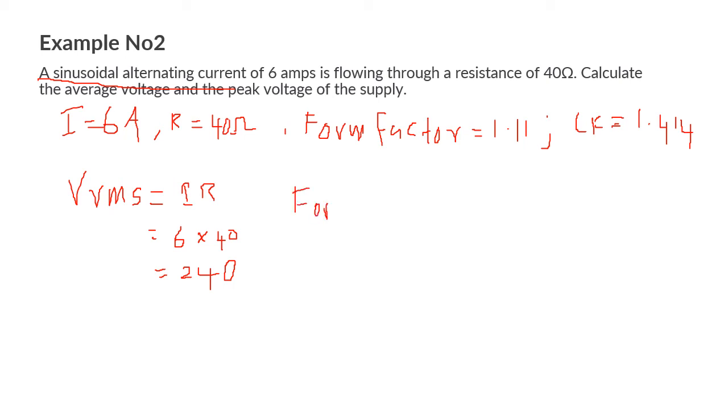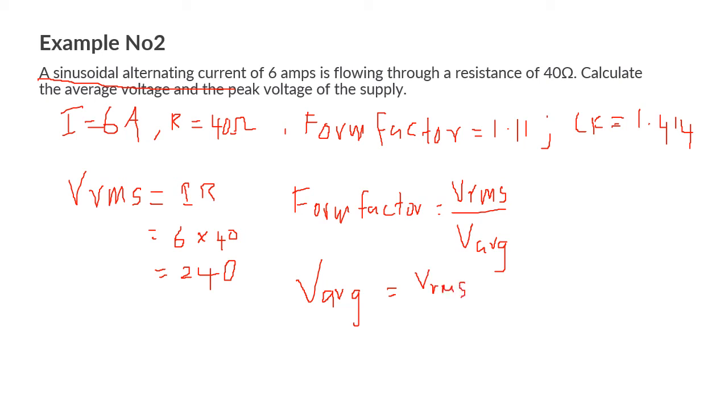Form factor is the ratio between VRMS over V average, VAVG. So from this equation you can see that we know the value for the form factor and even we know the RMS voltage value. Now we need to find the average voltage. So from this equation VAVG, average voltage, will be equal to VRMS over form factor. Form factor I can write as FF.